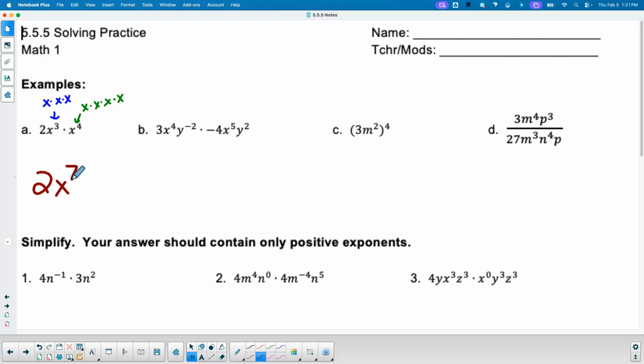With the numbers out in front, what we call coefficients, we're just going to take those and multiply them. So what is 3 times negative 4? Negative 12. In the first one, how many x's do I have on the left part? 4. On the right part, how many x's do I have? 5. So all told, I've got 9 x's. So that would be x to the 9th power.